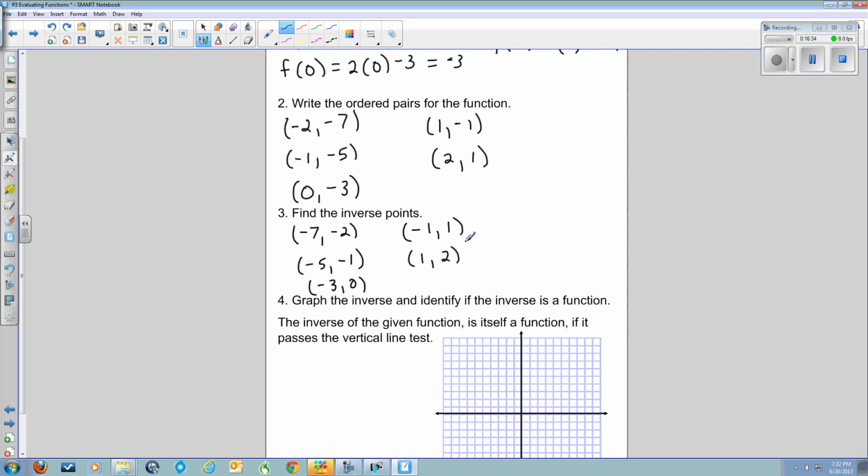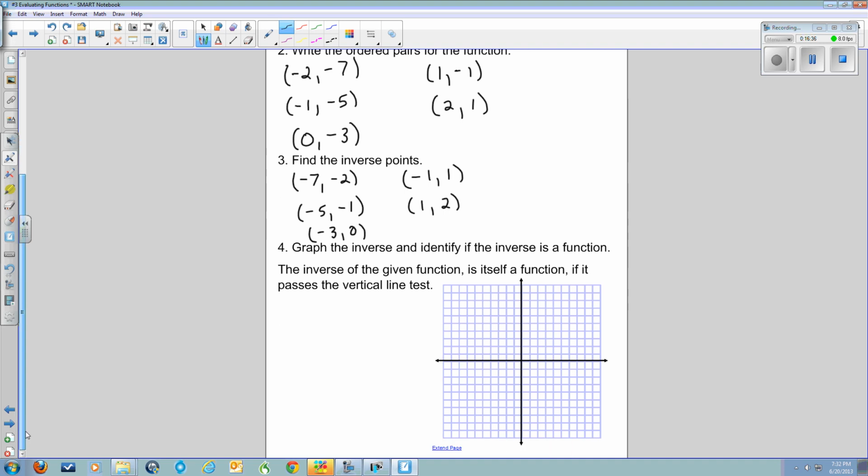So now what we're going to do is graph those points. So we've got this graph here. For negative 7, negative 2, we go to the left 7 and down 2. Negative 5, negative 1, we go to the left 5 and down 1. For negative 3, 0, we go to the left 3 and up 0. Negative 1, 1, we go to the left 1 and up 1. And 1, 2, we go to the right 1 and up 2.